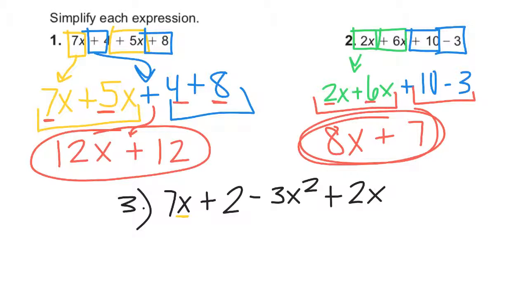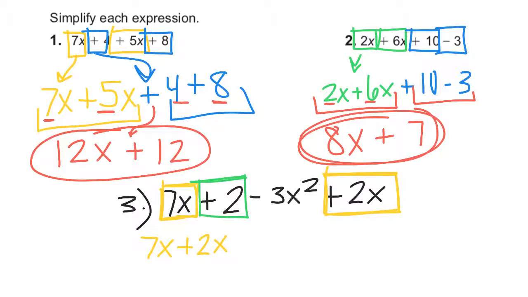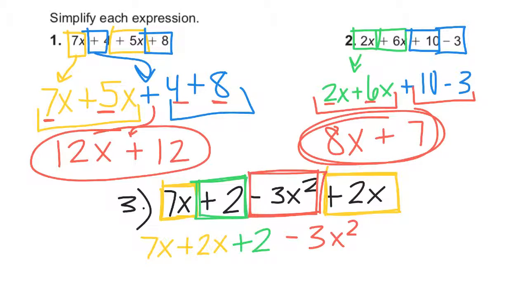So right now, what I'm going to do is go through and look specifically for my single x's. So 7x, and then I see this plus 2x. So I'm going to go ahead and rewrite that as 7x plus 2x. Then I'm going to look for anything that's different. I see I have a plus 2, and that's the only constant or whole number that I'm working with. And then I see I have a minus 3x squared. So I'm going to go ahead and add my 2, and then I'm going to subtract my 3x squared.